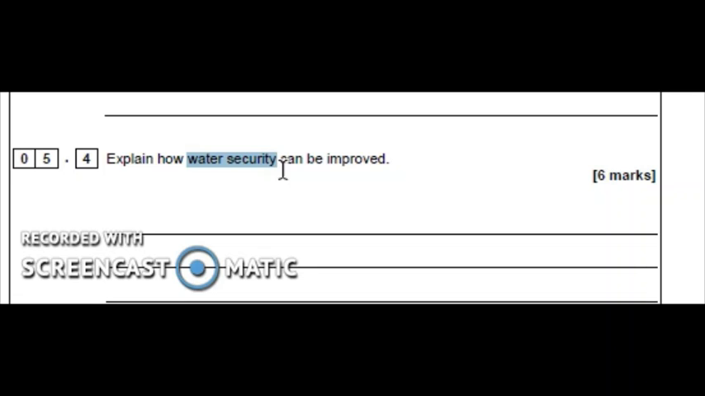Now, a lot of parts of the world don't have water security. So this question is just getting you to explain how these areas can get more water or how they can stop wasting it. So lots of different methods. For instance, governments can introduce laws to restrict the amount of water people use in their homes, such as hosepipe bans that we've seen in this country in years gone by. You could maybe build things like a reservoir, so you basically put a big dam up and store water behind it in times of drought.